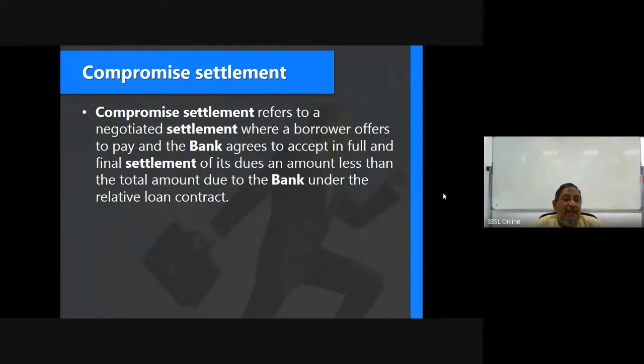Here the bank agrees to accept an amount as a full and final settlement which is less than the outstanding or overdue amount, and they negotiate. Sometimes that final settlement may be by certain assets or property offered by the company to the banks. It's also possible. Right? Compromise settlement.